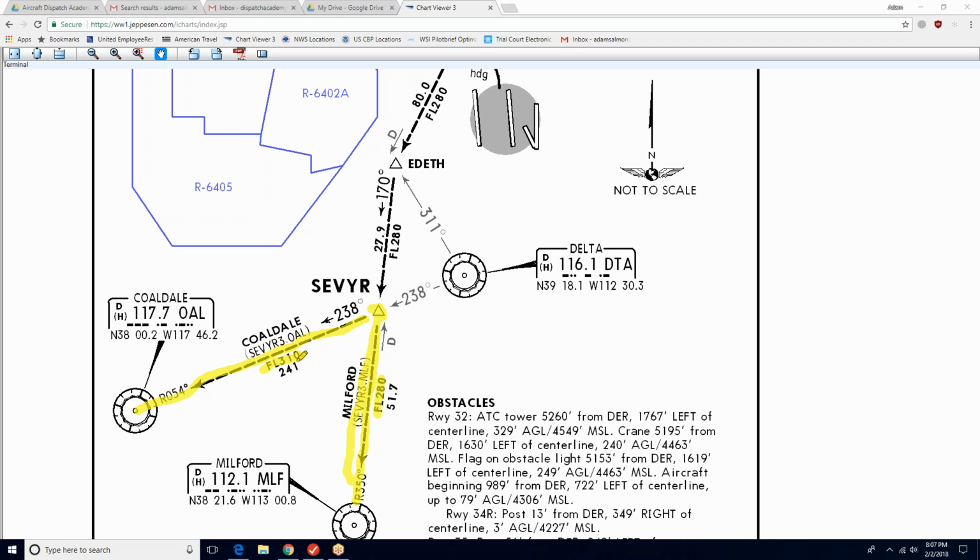And then these are kind of the same things you've seen. This is the distance. The distance from Severe intersection to Coaldale is 241 miles. The distance from Severe intersection to the Milford VOR is 51.7.